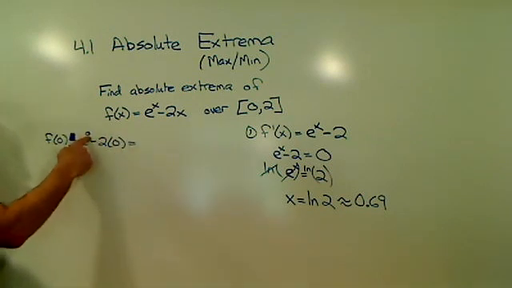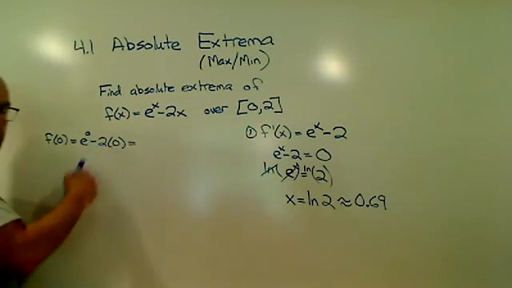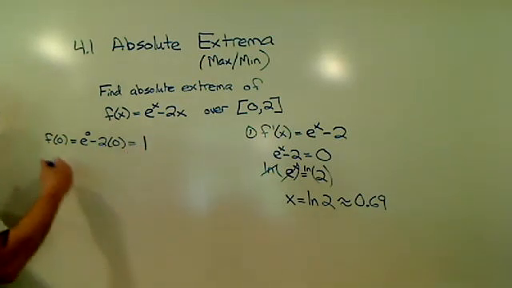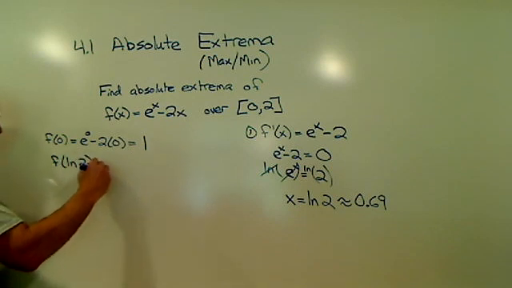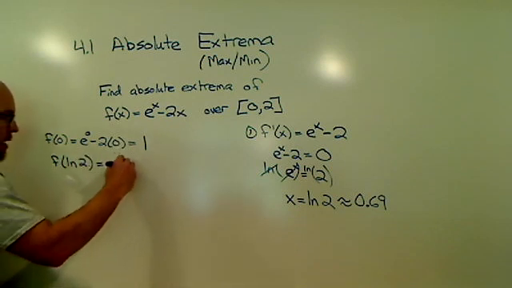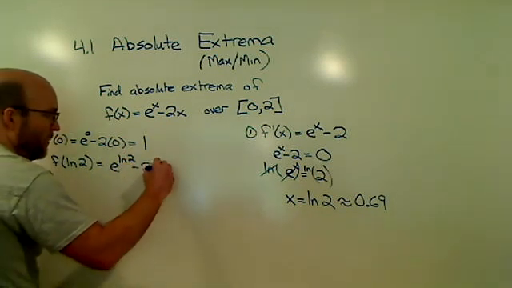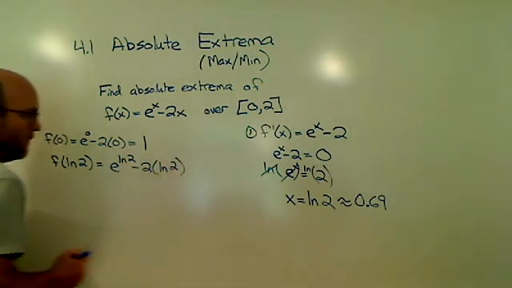Anything to the 0th power is 1. 2 times 0 is 0, so we're going to be left with a 1 there. If we evaluate at the natural log of 2, then we would have e raised to the natural log of 2 minus 2 times the natural log of 2.